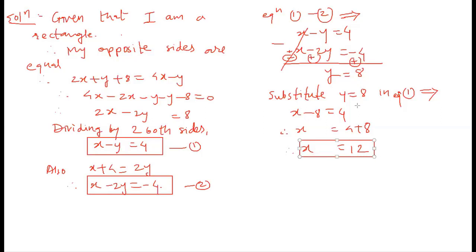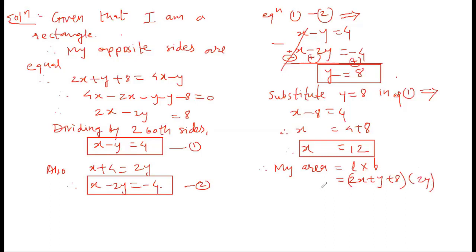We got x equals 12 and y equals 8. Therefore, my area is length multiplied by breadth. Length is given as 2x plus y plus 8. Breadth is given as 2y. So let's put the values of x and y here.